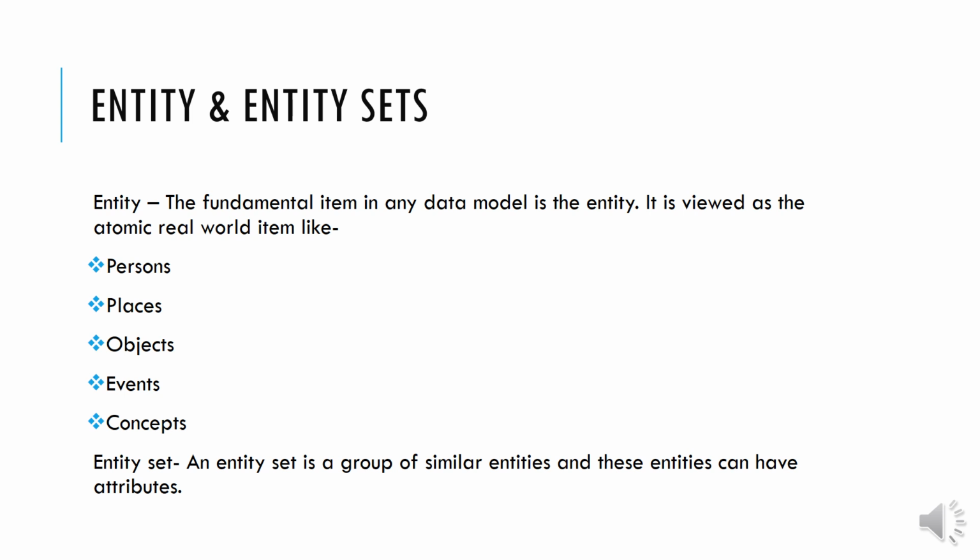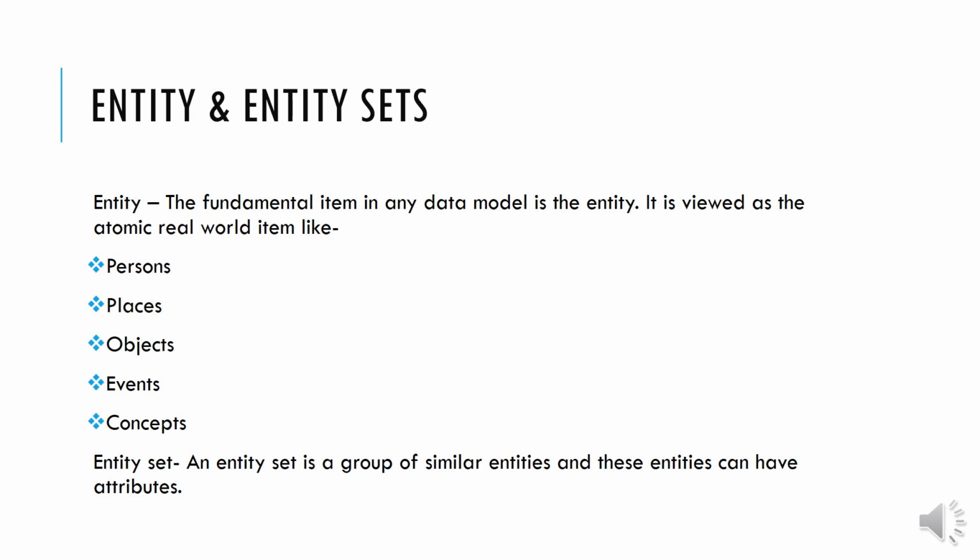The first component of the ER model is entity and the entity sets. What is an entity? An entity can be referred to as a thing or object in the real world which is distinguishable from all the other objects. An entity can be described as a class of persons, places, objects, events, and concepts about which we need to collect and store data. But we also have to remember that each entity is distinguishable from the other entities.